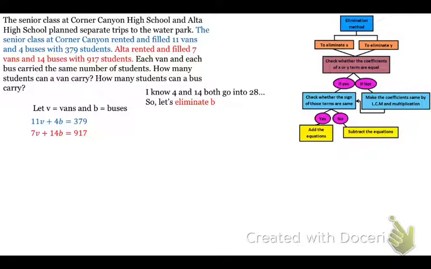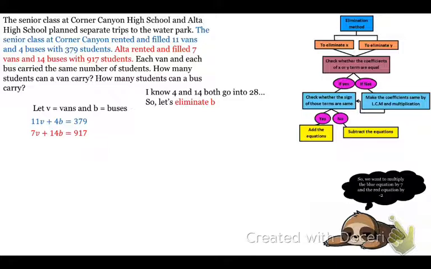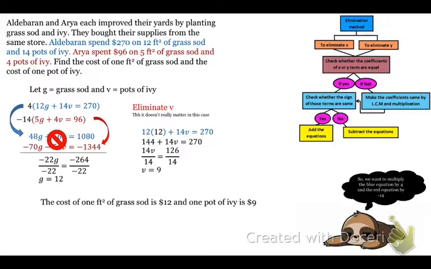And I know that 4 and 14 both go into 28. So I can multiply the 4 by, I'm not sure why I did this. I think it was so we could do it the same way that we did this one. I'm going to go back. See how, because we had the 4 and 14 here, I multiplied that top equation by 4 and the bottom by 14. You can always do that.